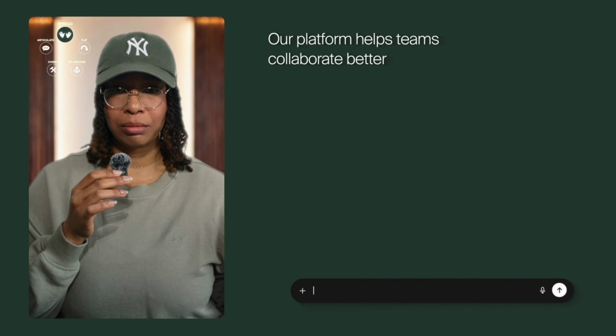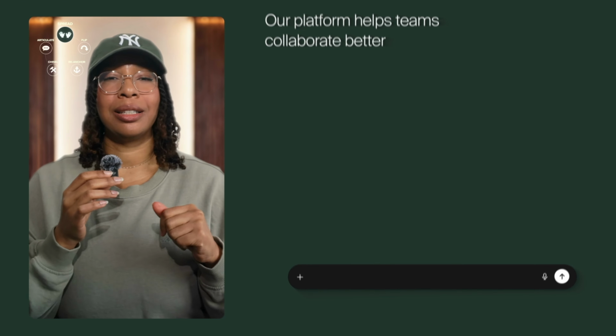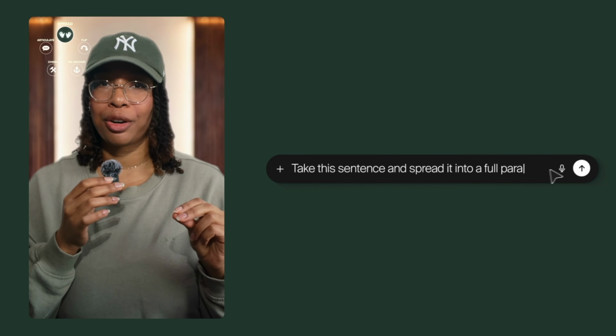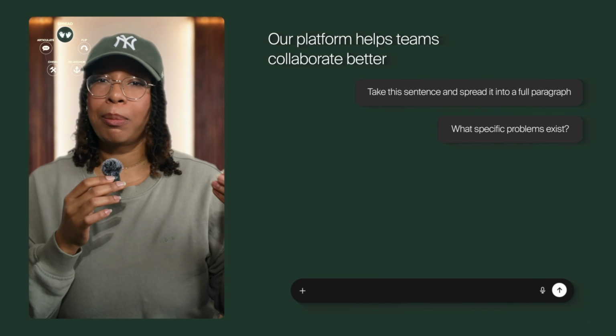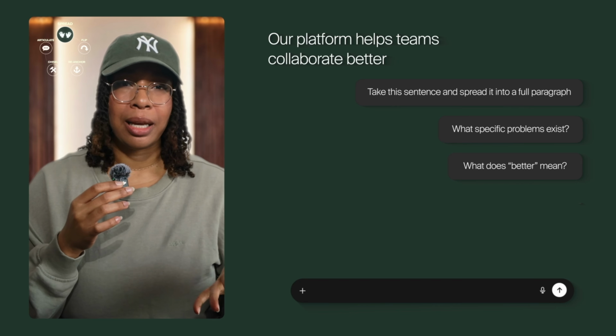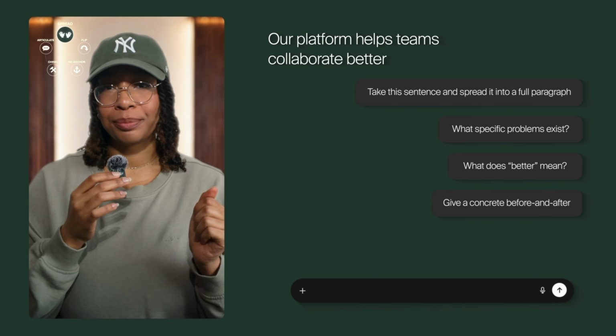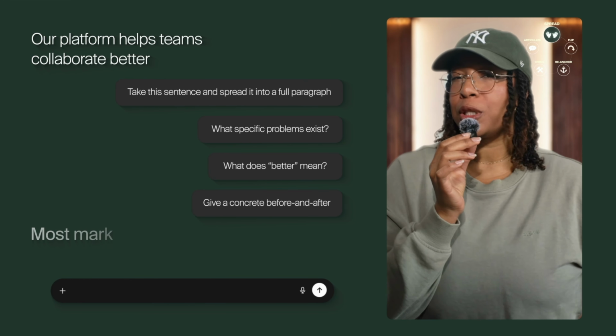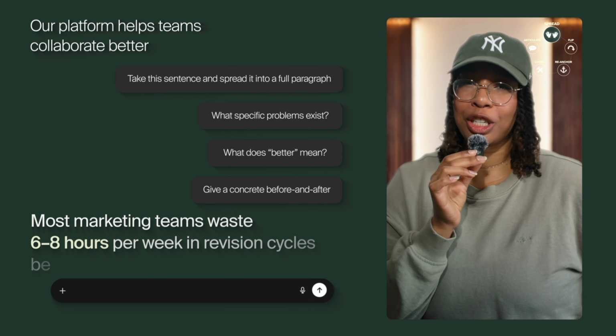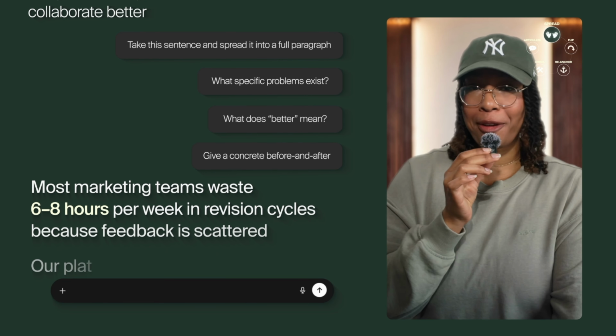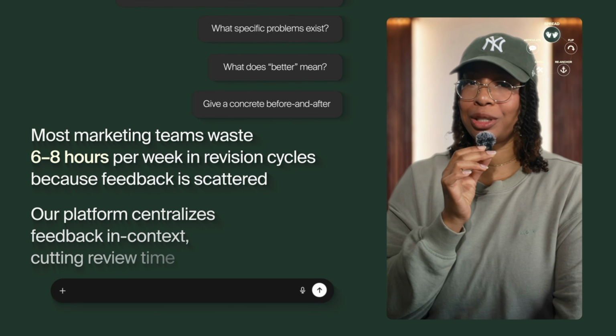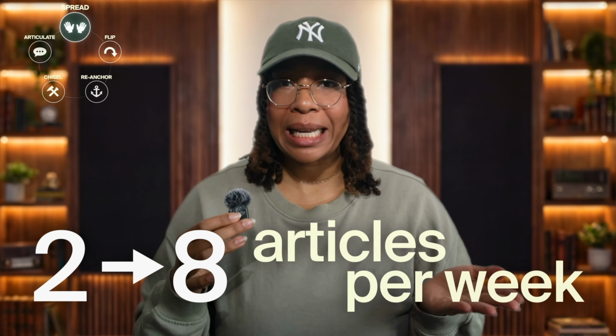Spread expands compressed ideas into detailed explanations. If the AI says, "Our platform helps teams collaborate better," you spread it. You say, "Hey, take this sentence and spread it into a full paragraph. Include things like what specific problems exist and what does better mean. Give me a concrete before and after." And now you get something like, "Most marketing teams waste 6 to 8 hours per week in revision cycles because feedback is scattered. Our platform centralizes feedback in context, cutting review time from 3 days to 3 hours." When Webflow adopted this, they went from 2 articles per week to 8, generic to specific, claim to proof.